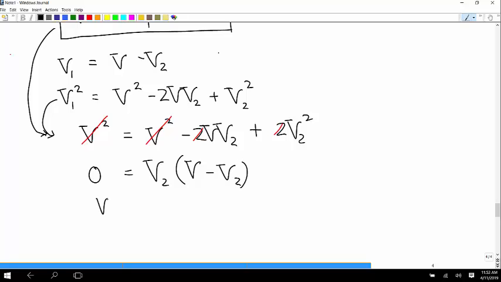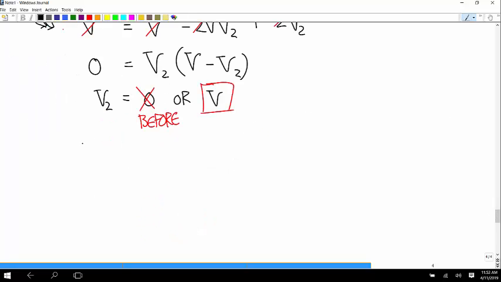So the solutions are v2 is equal to 0 or v. Well, 0 is the velocity of that second mass before the collision. So we'll ignore that one. And so this is the one we want. And then you can plug that back in and solve for the speed of the first one. What we get is v1 is equal to 0, v2 is equal to v.